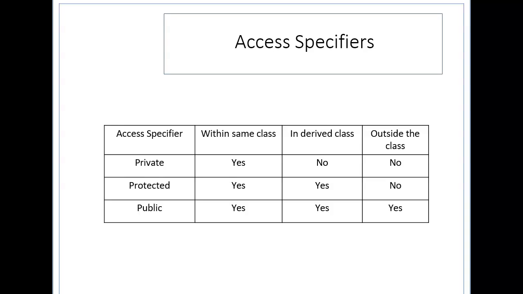Outside the class, no. In case of protected, within the same class, okay, but the derived class also can access the protected member of the base class. So that's why yes is written over here. Then protected members can be accessed outside the class, no. When we are saying public, variables or functions can be accessed anywhere, within the class, in the derived class, outside the class, anywhere.